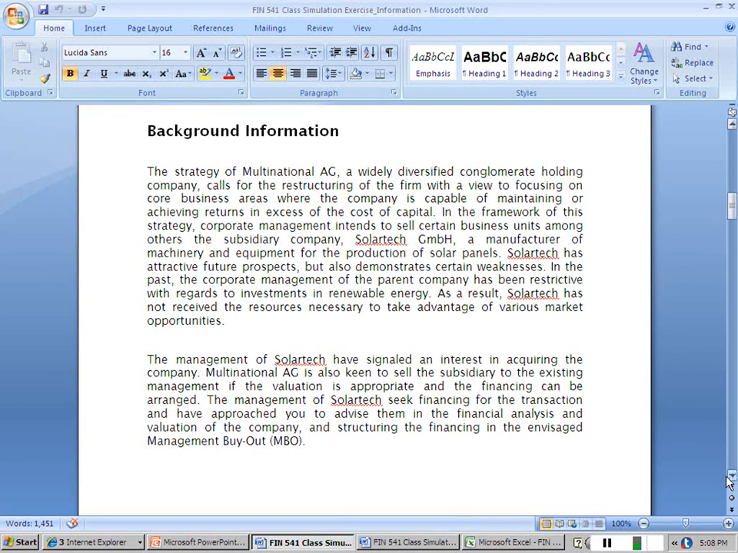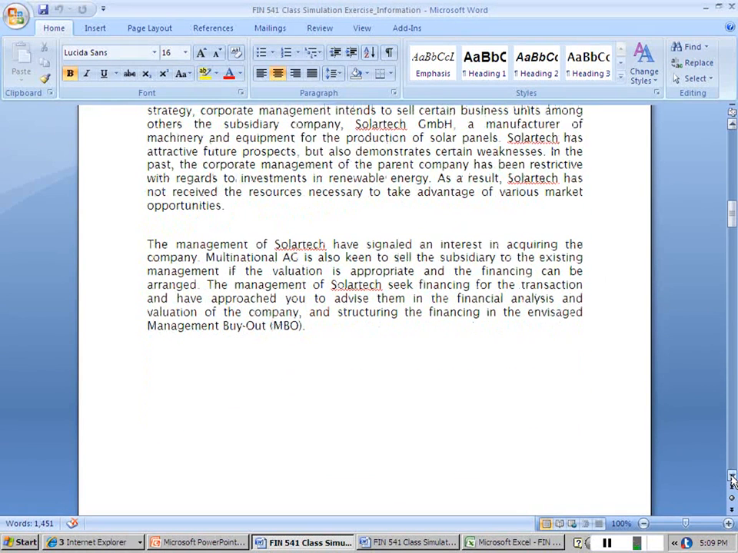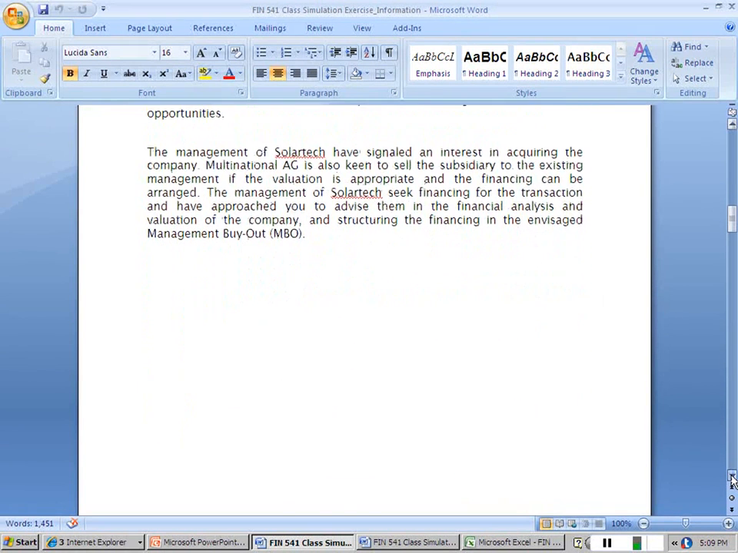The reason for this sale is that the parent company, Multinational AG, doesn't feel that this is a core business. The management of the subsidiary company, SolarTech, is frustrated because they don't have the resources right now that they would like to have from their shareholders. And so maybe separating the company from the current parent company may allow the current management team to pursue business opportunities in the marketplace that they haven't been able to take advantage of in the past because they didn't have the financial resources to do so. And that is basically the motivation of the management. So we're talking about a management buyout here.